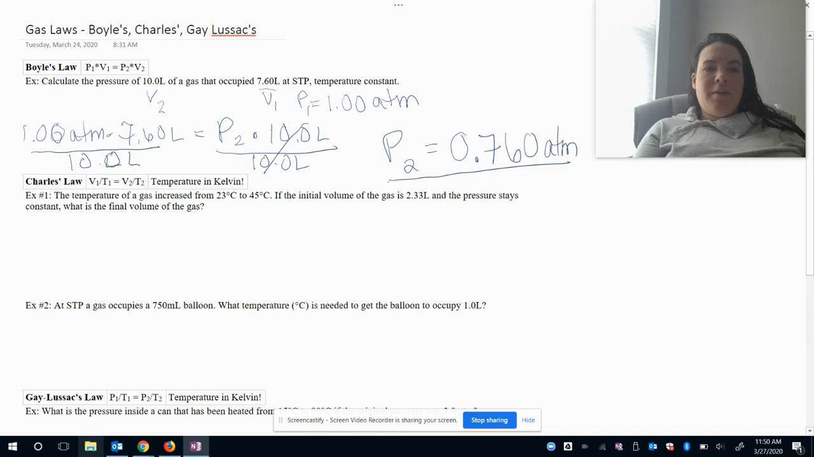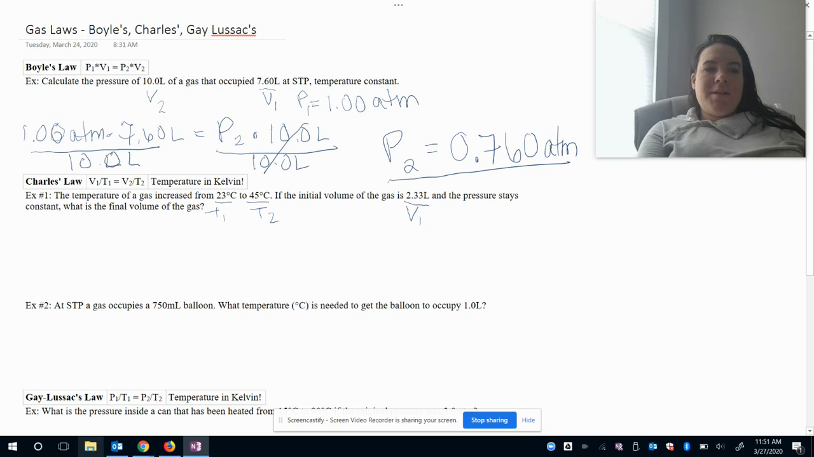So with this one, reading through the problem, we've got degrees Celsius. Those are our temperature numbers. It says increased, so I'm going to call this T1 and this one T2. And then we have a volume. Liters are our volume. It says initial volume, so that's when it was at 23 degrees Celsius, so that'll be V1. And we're trying to find V2.